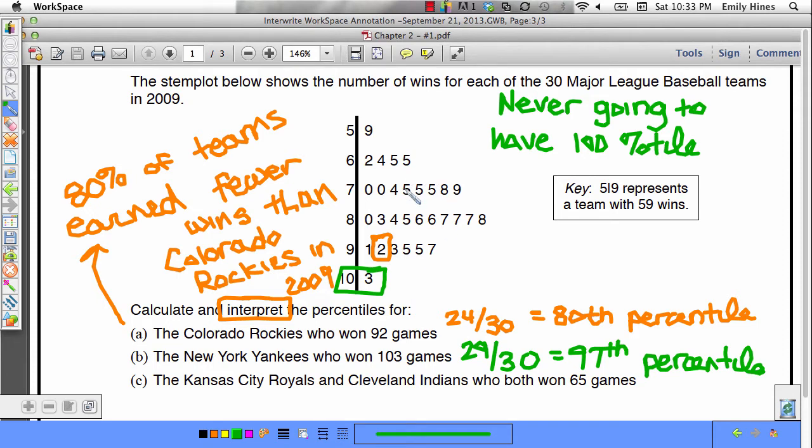Kansas City Royals and the Cleveland Indians. That are these two teams. They have the same number. So I start with what's below them and I count. So 1, 2, 3. So these two teams are better than 3 out of 30, which puts them in the 10th percentile. So those are ways that we talk about your location within a distribution, and talking about one data point in relation to all the others.